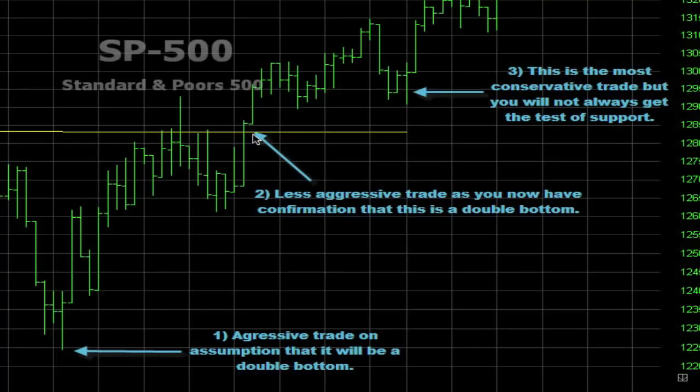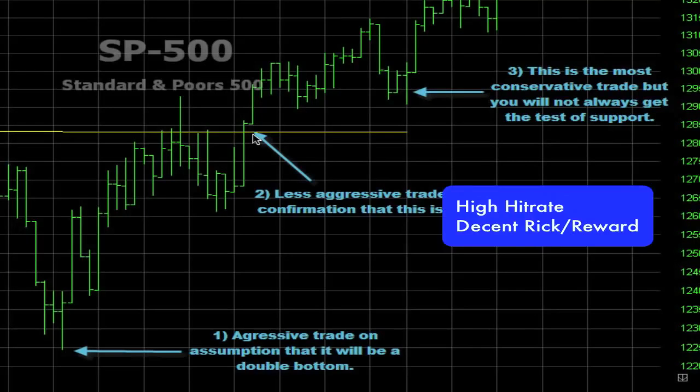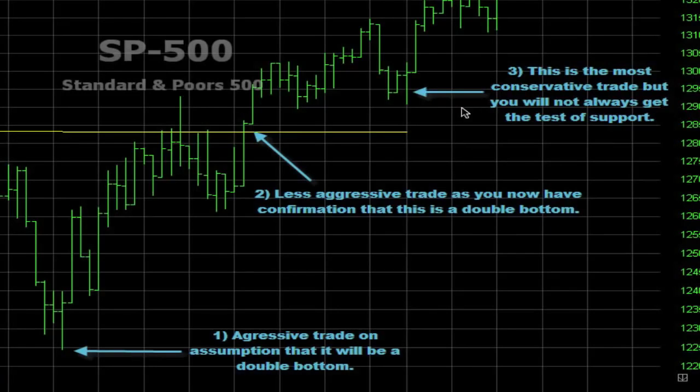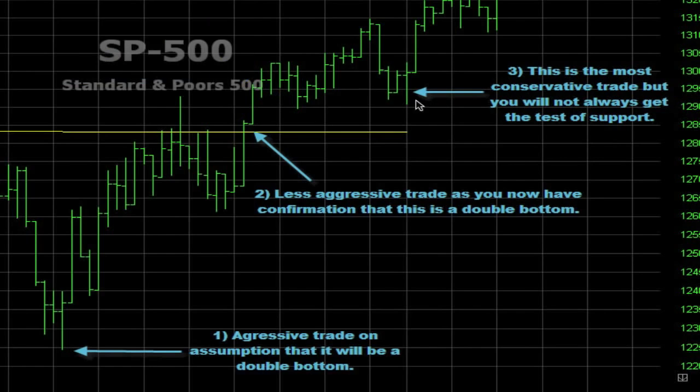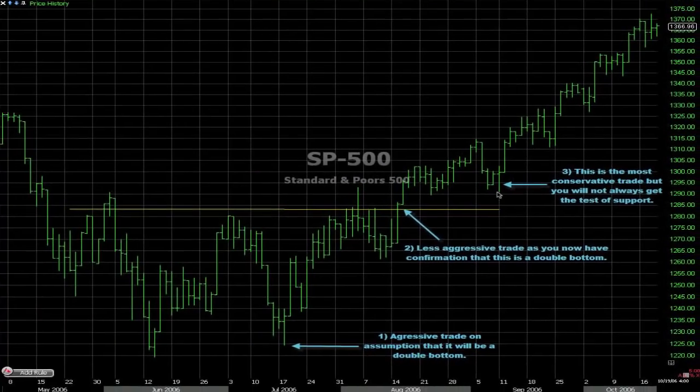It's less aggressive. You've got a high hit rate, but your risk to reward is not as good. The third one is over here, when you get a pullback to the support. It has a high hit rate and a really good risk to reward. The problem is that you don't always get the entry. Like in this situation, it doesn't really pull back enough to the support, so you will be missing this trade.